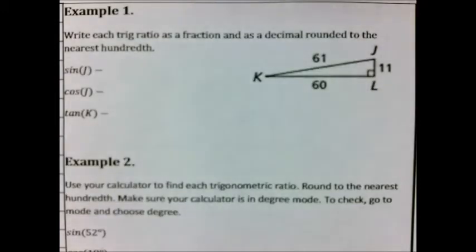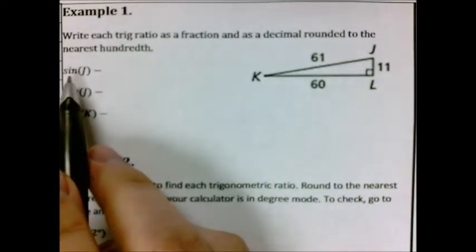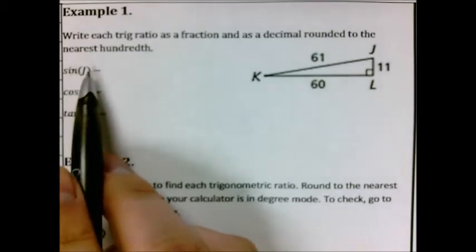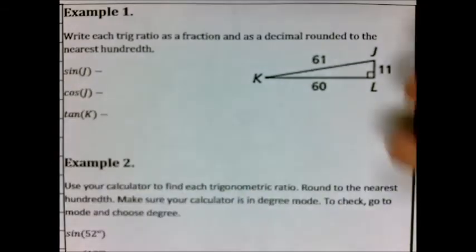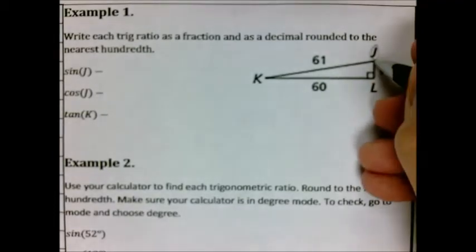Alright, for example 1, we're trying to write each trig ratio, remember just a fraction, as a fraction and as a decimal rounded to the nearest hundredth, okay? So if I have the sine, remember sine is SOH, SOHCAHTOA, sine of J, that means the opposite over the hypotenuse. First thing we need to do is identify where that angle that we're talking about is.